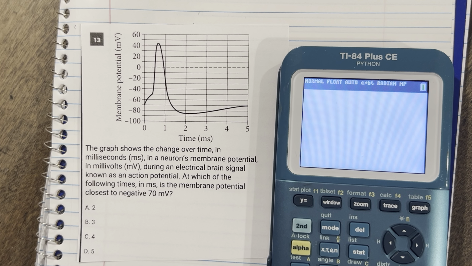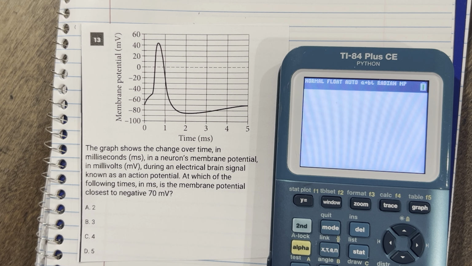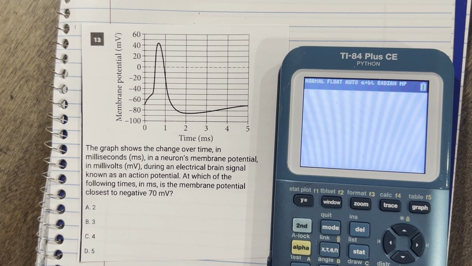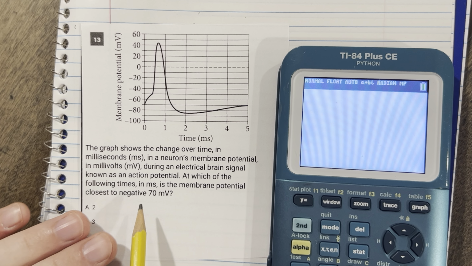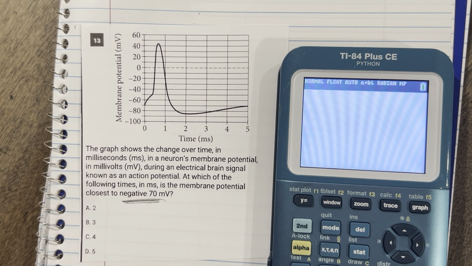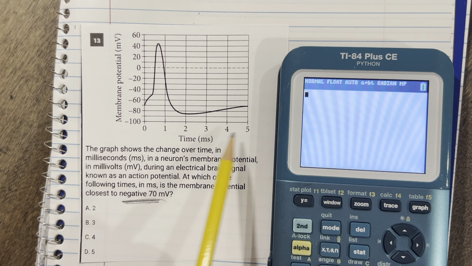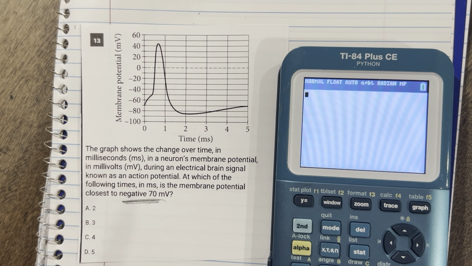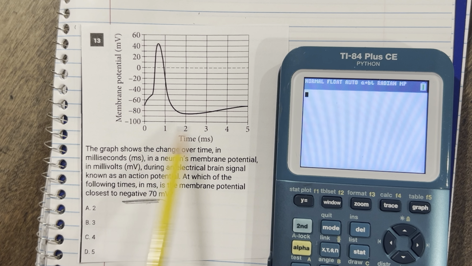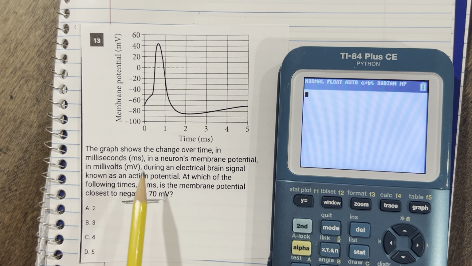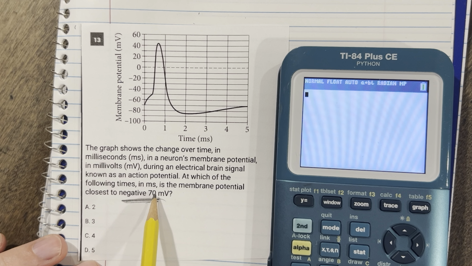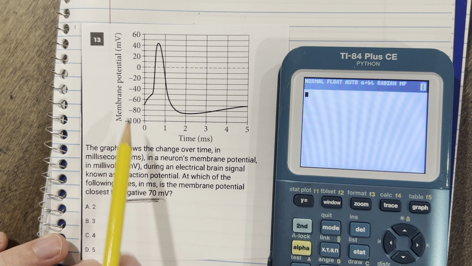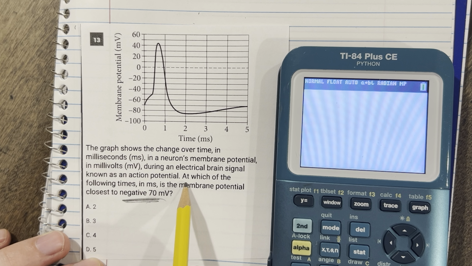All right, this gives you a lot of information. Now remember, this isn't science. This is math. We're dealing with the numbers explicitly. So what part of this is important? Really just negative 70. It gives us a graph. We know the graph has some numbers in x, some numbers in y, right? We don't even care what those are really. We just know we have x's, we have y's. It's asking us where negative 70 is for the graph, right? At which of the following times is the membrane potential, this whole thing.